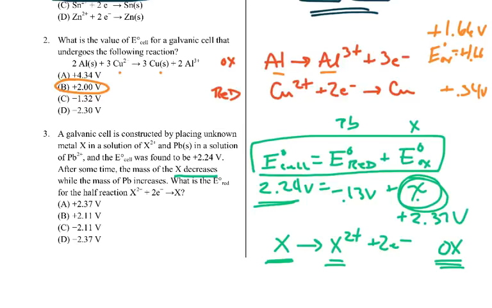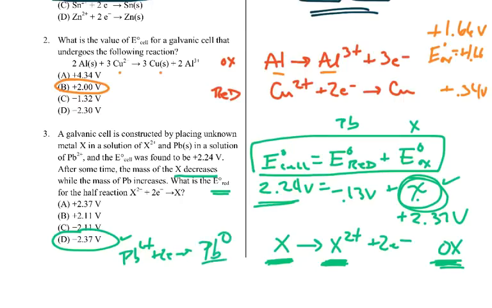But we're asking for the reduction potential, so we have to change the sign. We're really going to say it's negative 2.37. Because X is losing mass, we know that's the oxidation. So when we plug it in here and get positive 2.37, that's the oxidation potential, and we have to reverse it for the reduction potential. The other clue is that the lead is gaining mass. That makes sense because lead ions pick up some electrons and become lead metal, which would cause it to gain mass.